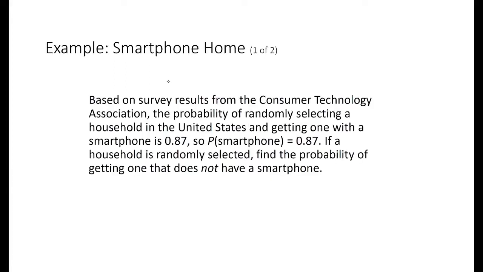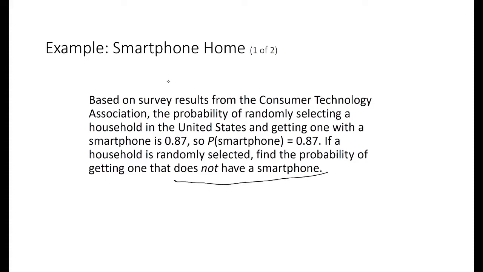Let's see one example. Based on survey results from the Consumer Technology Association, the probability of randomly selecting a household in the United States and getting one with a smartphone is 0.87. 0.87 means it's 87%. If you randomly select one household, there is an 87% chance that household is using a smartphone. So what is the probability of a smartphone? It's 0.87. If a household is randomly selected, find the probability of getting one that does not have a smartphone.